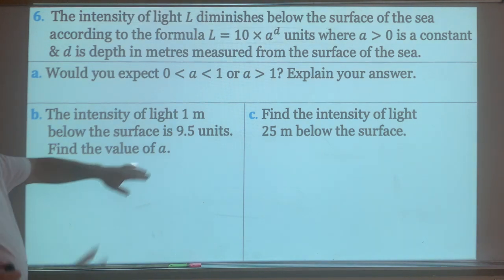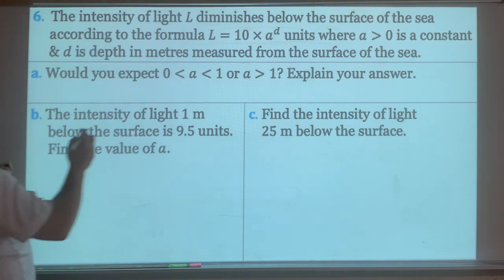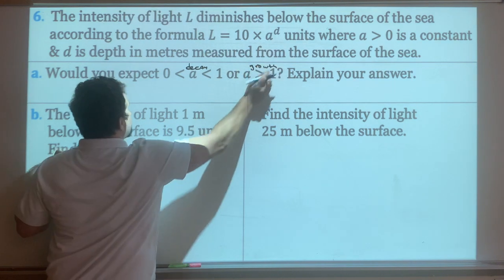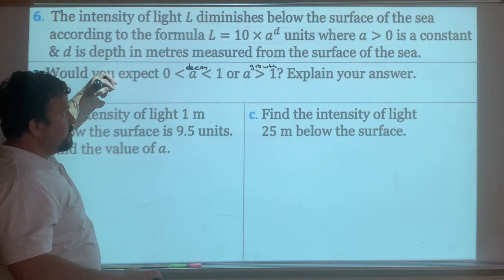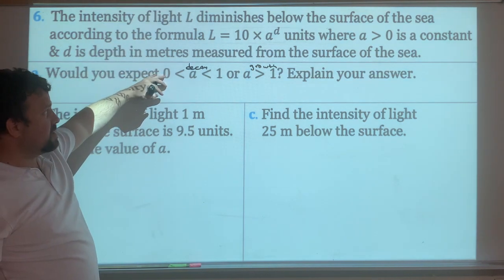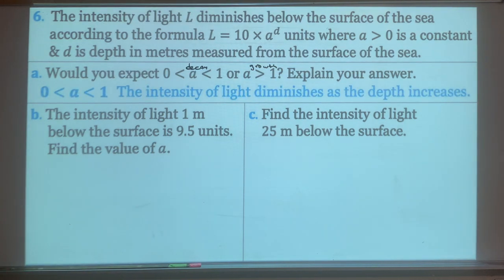Okay? Well, what's from 0 to 1? Is that growth or decay? Let's just think. From 0 to 1 is decay. This is growth, right? So would you expect the amount of light as you go farther underwater to be increasing or decaying, decreasing, more light or less light? Hopefully you said less light. And the reason for that is the intensity of light diminishes, it gets less, it actually tells you that, as the depth increases.